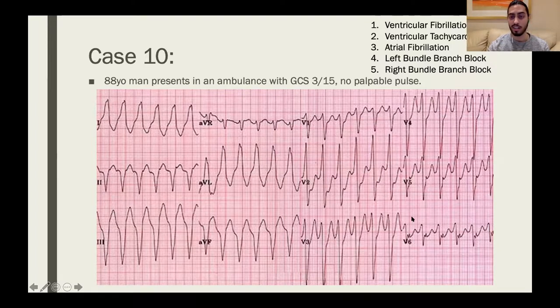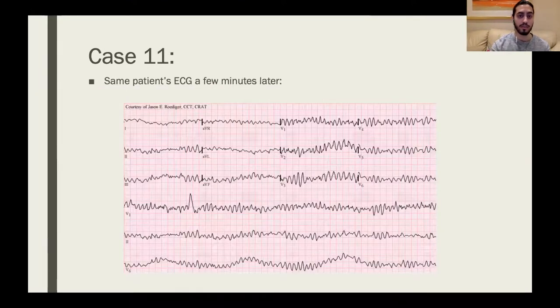This is ventricular tachycardia. If you have regular broad complex QRS complexes and tachycardia, your mind has to jump straight to VT. And this patient has no pulse, so this is pulseless VT. It's one of the things in the cardiac arrest algorithm that you have to consider. Now, what's happened next? They develop this rhythm. What's this?